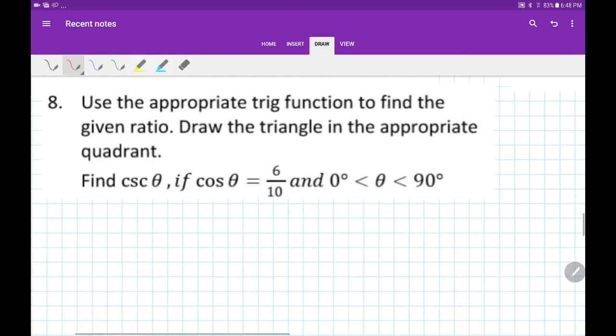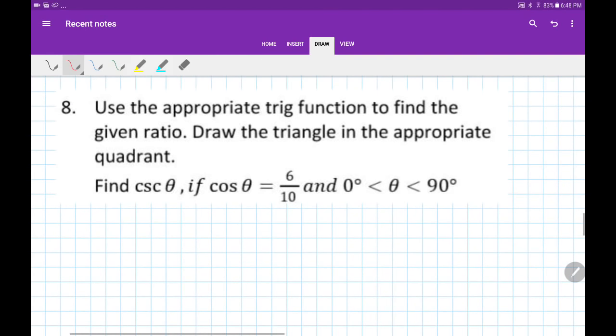All right, let's do number 8. Use the appropriate trig function to find the ratio. Draw the triangle in the appropriate quadrant. So this is telling me to find cosecant theta, and it's giving me some information about theta. It's saying that the cosine of the angle is 6 over 10, so immediately I should be marking that. That's x and that's r.